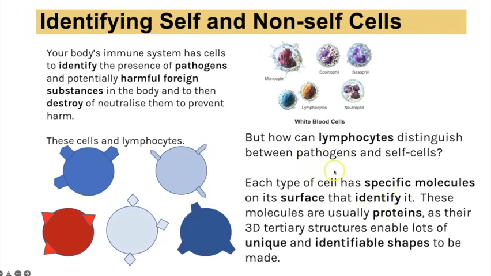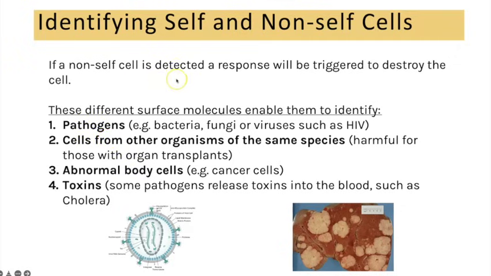Well, each type of cell has specific molecules on its surface that identify it. And these molecules are usually proteins, so they'll have this unique 3D tertiary structure. And this is how they can identify whether it is an antigen from a pathogen or whether it is one of your self-antigens. If a non-self cell is detected, a response will be triggered to destroy that cell.